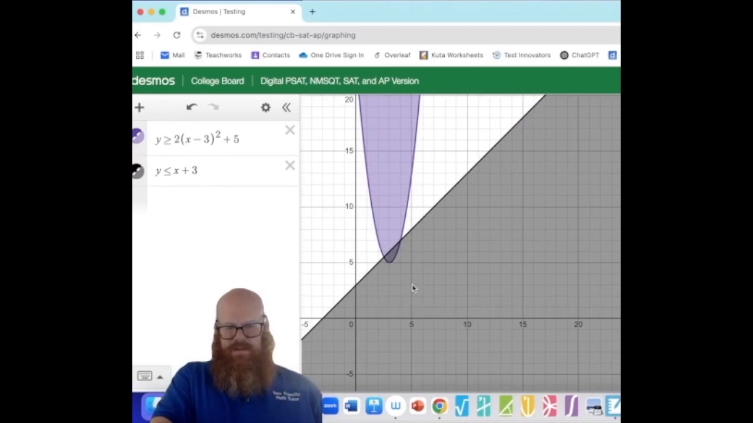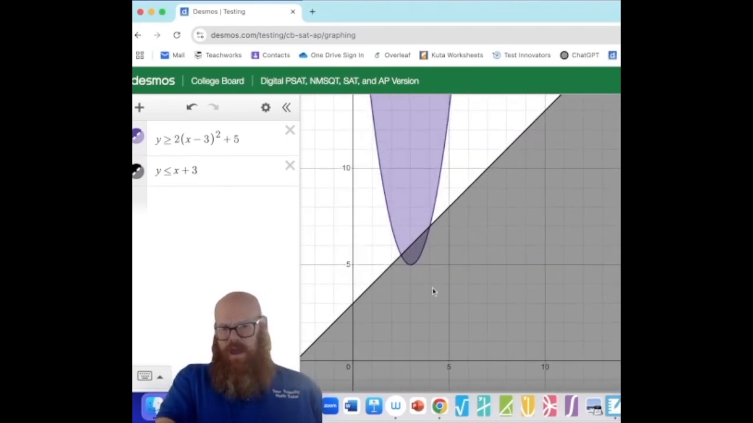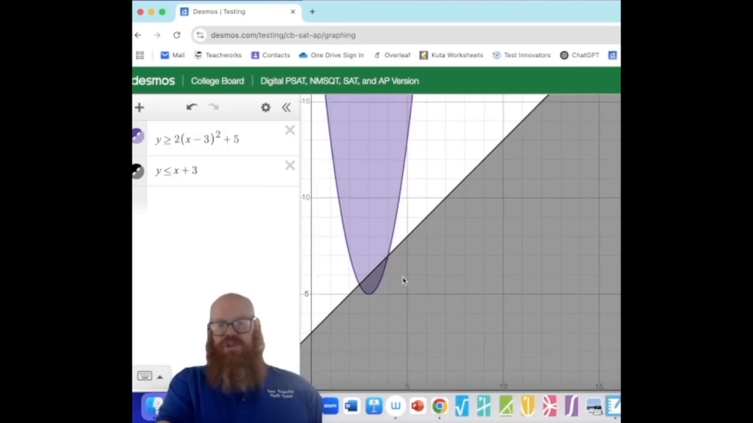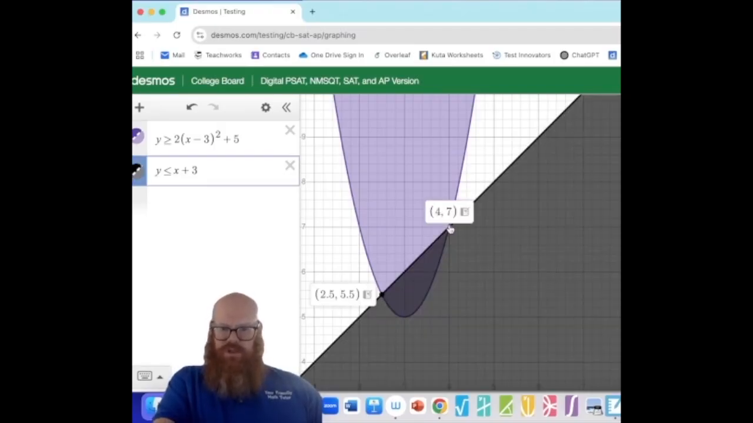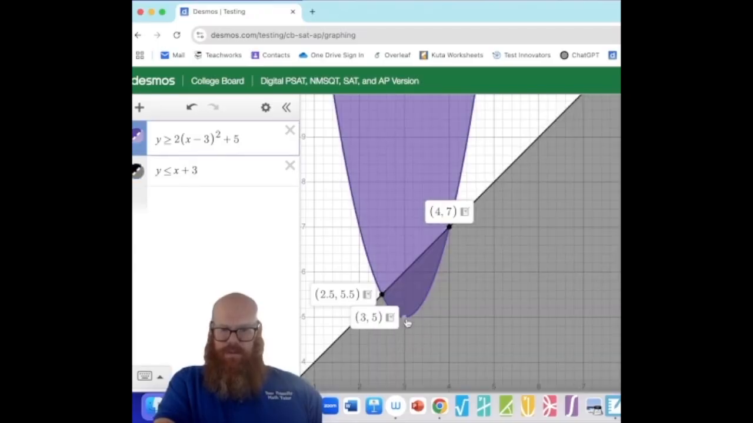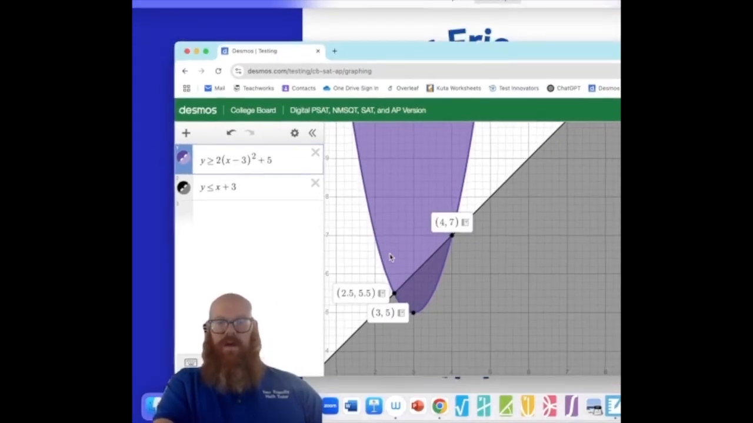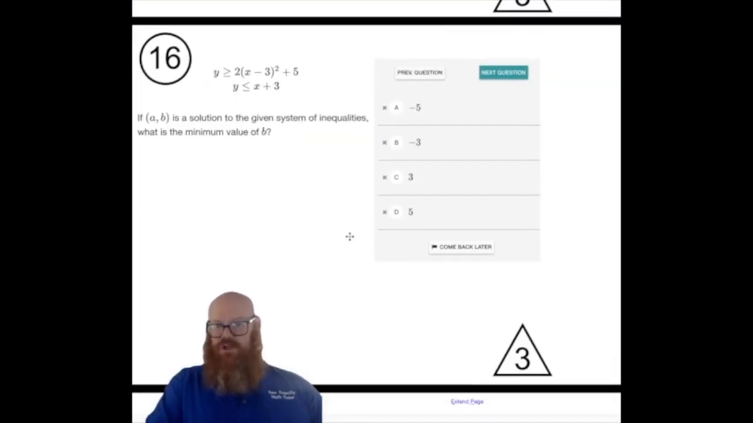And I'll get this kind of in focus here. Now, this is super important. The question asked for the minimum value of b, but b was just y. So the solution region is this double shaded, the black and purple. But if I want the smallest value that y can be, a lot of times we just look at the intersection points, but I want this point down here, right? This is the lowest y value that we could possibly have, which is 5. So the answer to the question is 5.